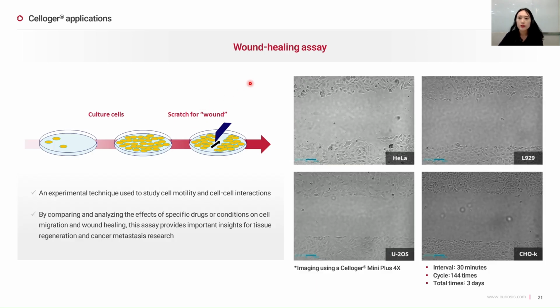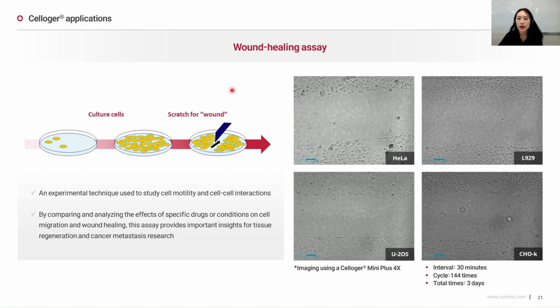The wound healing assay is a fundamental technique used to study cell motility and cell-to-cell interaction, especially in fields like cell biology, cancer research, and tissue regeneration. This method allows researchers to visually track how cells migrate to close the wound, offering valuable insights into cell migration ability, proliferation rate, and the impact of various treatment or environmental conditions on cell movement.